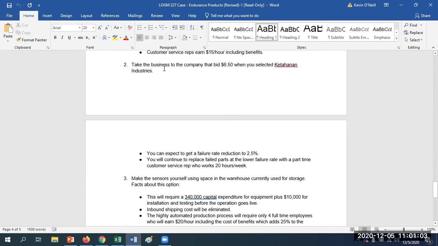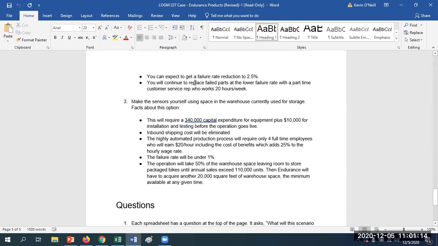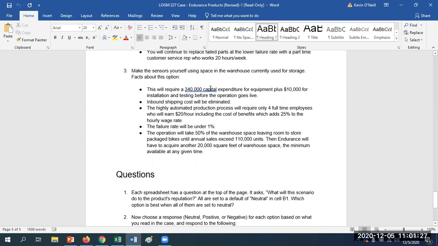And then number 2 is I can revisit the bidders and look at the one that costs $1 more per part, get my failure rate down to where it was before, and continue to replace those parts. But you don't have to stock as many and you don't need as much customer service time to do that. The third one is, and this still has a missing dollar sign, I still have to fix that.